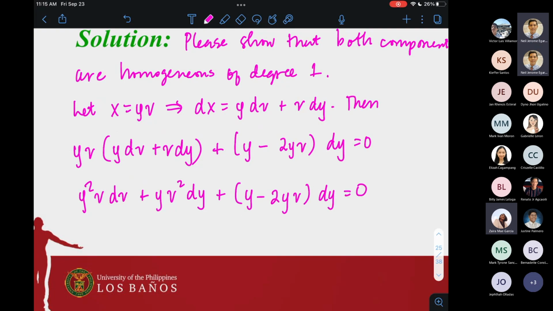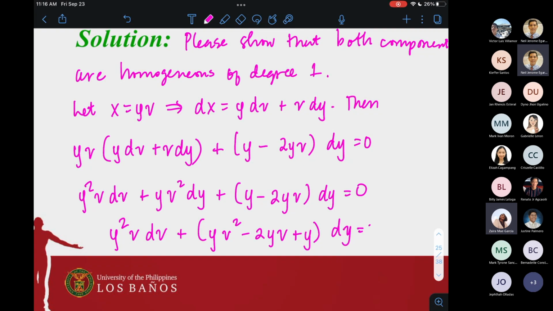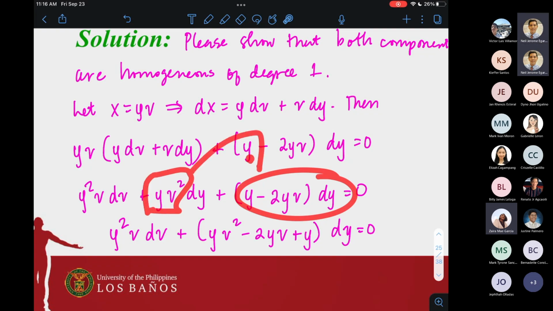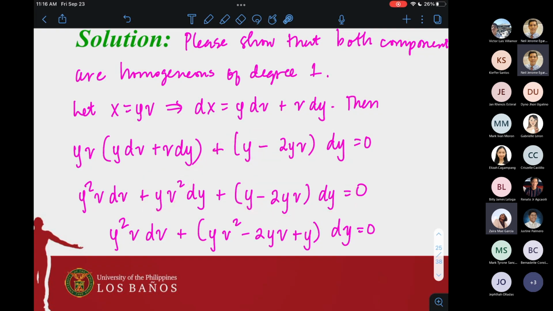In-expand ko lang yung first term. Tapos, i-combine ko lahat ng may mga dv at mga may dy. So, nag-iisa lang yung may dv. Yung may dv lang ay y squared v dv. Tapos, yung grupo na meron dy ay (yv squared minus 2yv plus y) dy. Okay? Naka-dy na to, so isasama ko na lang itong may dy doon sa loob ng factor. Okay? And then hopefully this is separable.